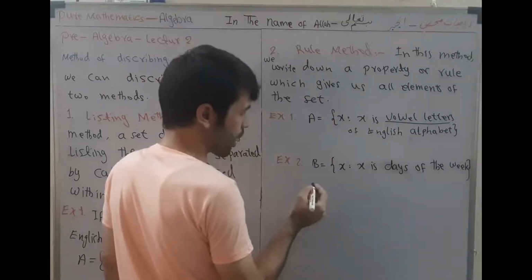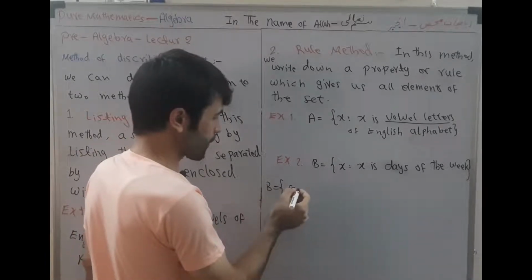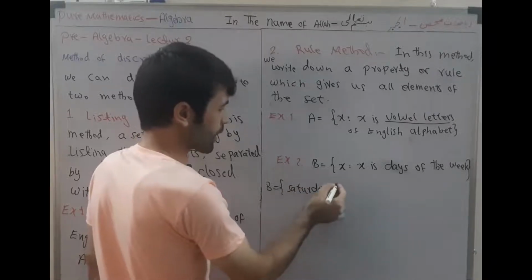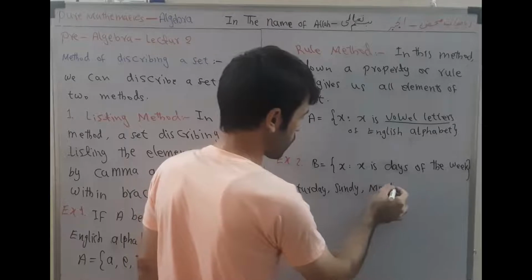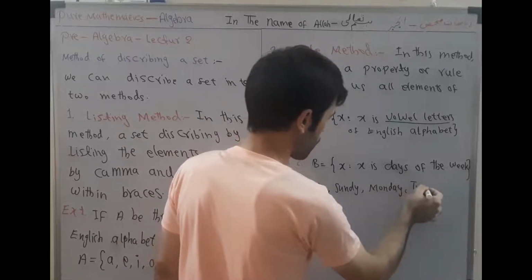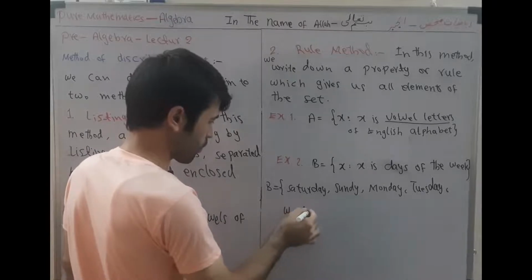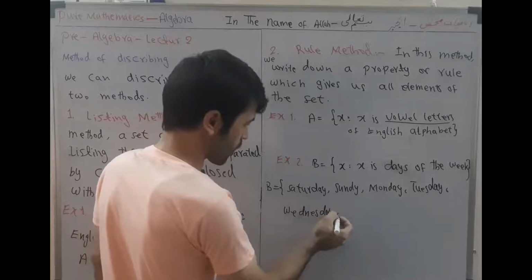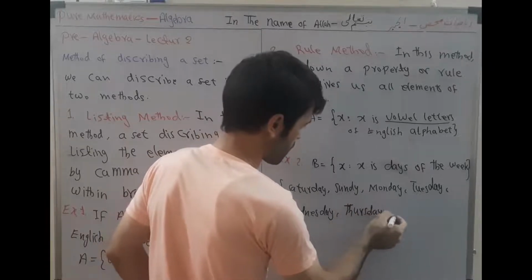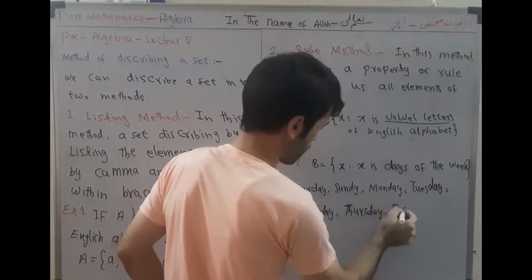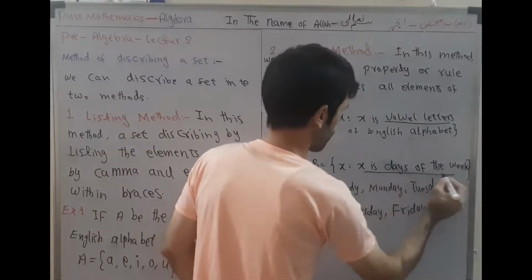It is another set. Now if we want to list the elements of this set, we can write B is equal to Saturday, Sunday, Monday, Tuesday, Wednesday, Thursday, Friday. It is the rule method, and it is the listing method.